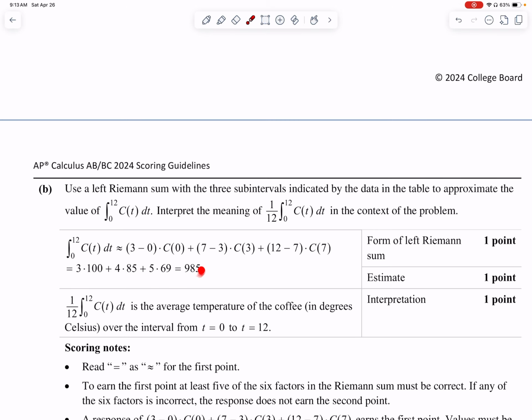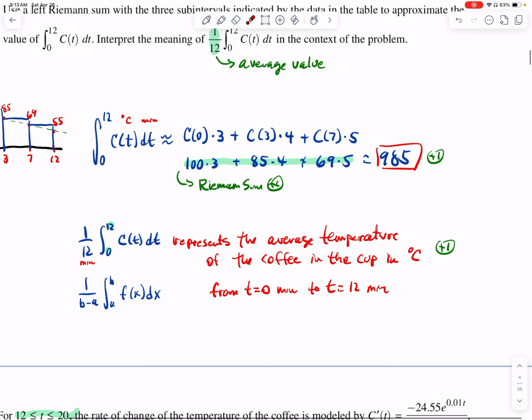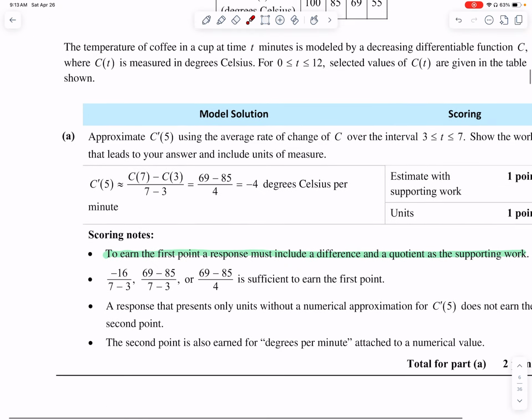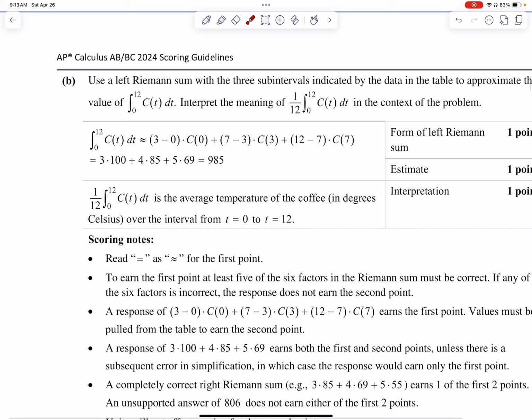And finally, our interpretation. So let's look. So we had our 985, which is the number that I think I remember us getting. Yep. And then you have to have a form of a left Riemann sum. And notice what they did is they actually subtracted for their intervals here. You don't necessarily have to have that, but we do need to have a width times a function value, width times a function, width times a function. And then our interpretation is the average temperature of the coffee in degrees Celsius over that time interval.